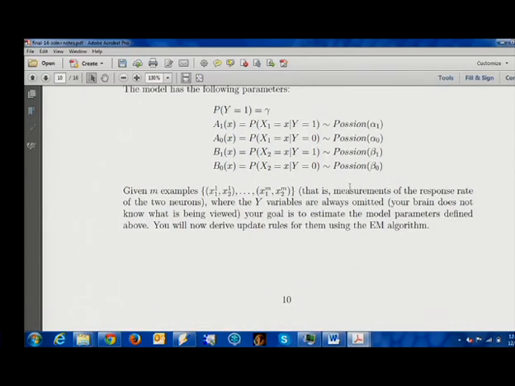Okay, so here is what I just said in a more formal way. You're given M examples, which are just pairs of xi's. Each example is two numbers, x1 superscript 1, x2 superscript 1, up to x1 superscript m, x2 superscript m, which are non-negative numbers. And the y variable is always omitted, so you don't know what's being viewed. The goal is to estimate the model parameters, which are these. And the way we're going to do it is with EM.